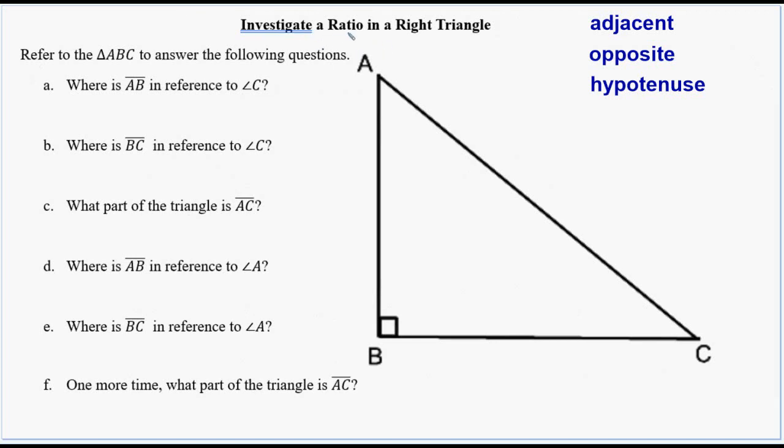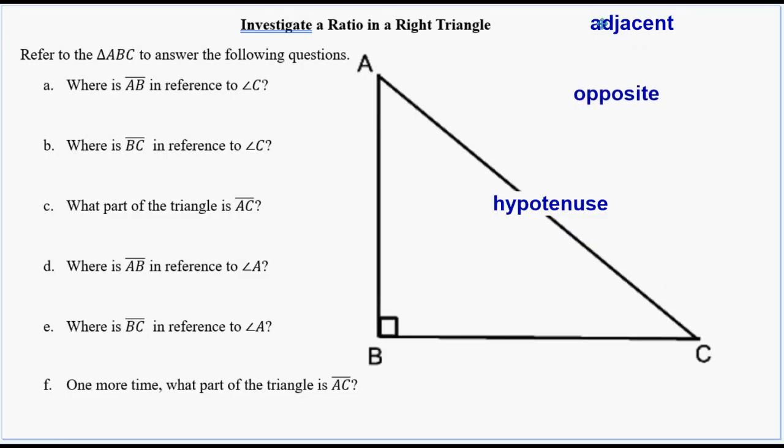First, it says investigate a ratio in a right triangle. Remember, a ratio is just a fraction. It's going to have a numerator, and it's going to have a denominator. When we think about a triangle in general, it has 3 sides. A right triangle will specifically have a hypotenuse. So let's look down here at this triangle ABC. I've got hypotenuse. AC is always the hypotenuse no matter what.